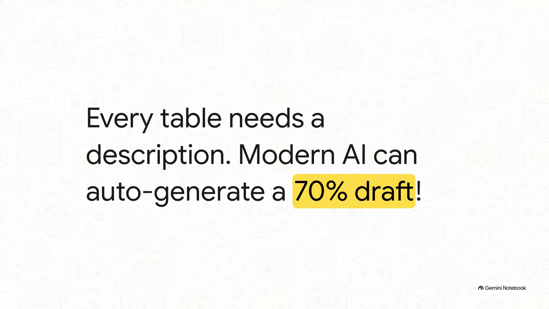But modern platforms actually use generative AI to act as this helpful little assistant that auto-generates about a 70% first draft of your documentation. It samples the data and suggests tags, taking all that heavy lifting off your plate so your human experts can just jump in and add the unique domain context.